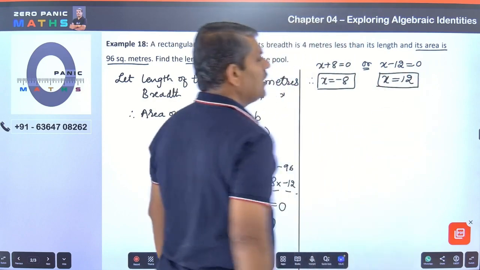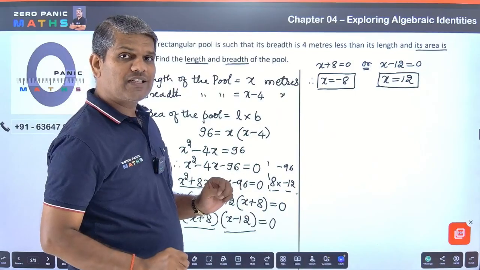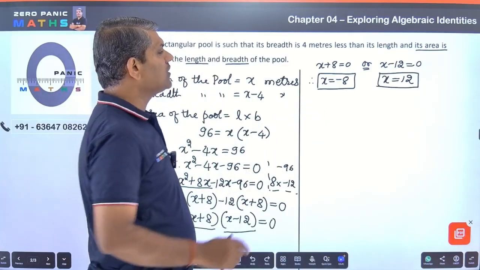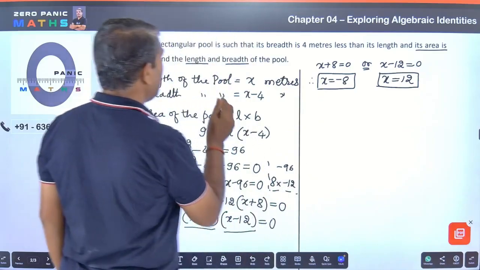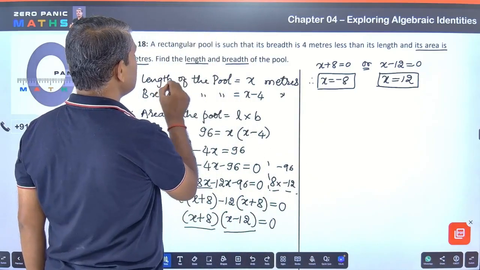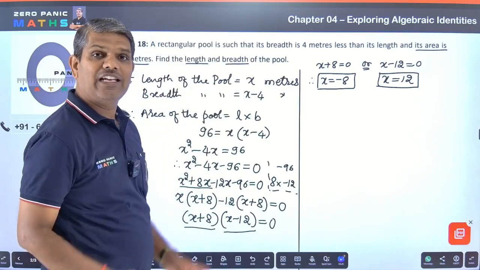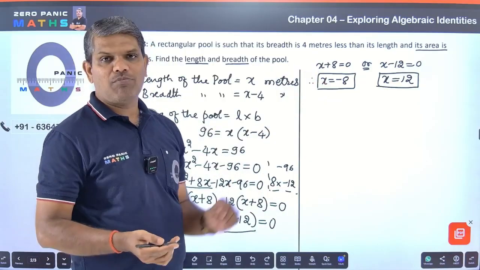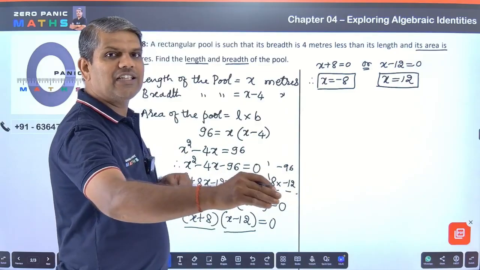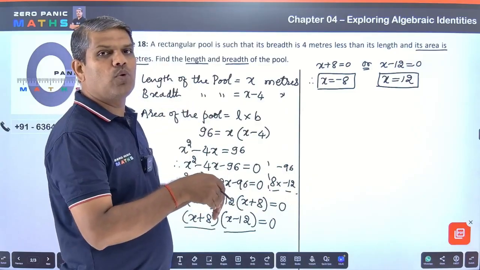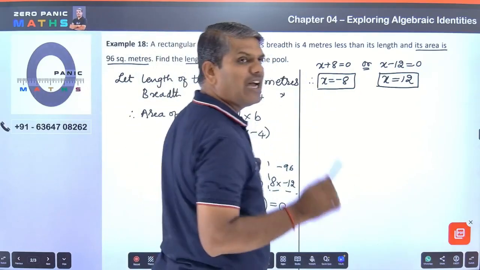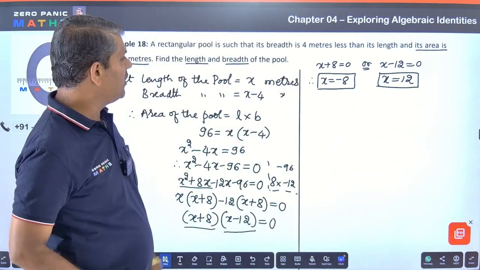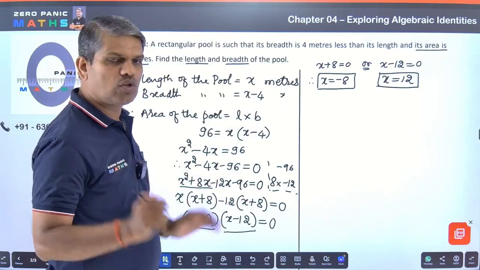Now, there are two values of x we got, but what should be the actual value of x? X should be 12. Why? Because another value of x is negative, and our initial assumption is that the length of the pool we are considering as x. So length can never be a negative number. Okay, so if we are representing length as x and that is the length of the pool, you cannot have minus 8 as that value. So ignoring negative numbers, we can consider x is equal to 12 meters as the length of the pool. That is what the conclusion is.